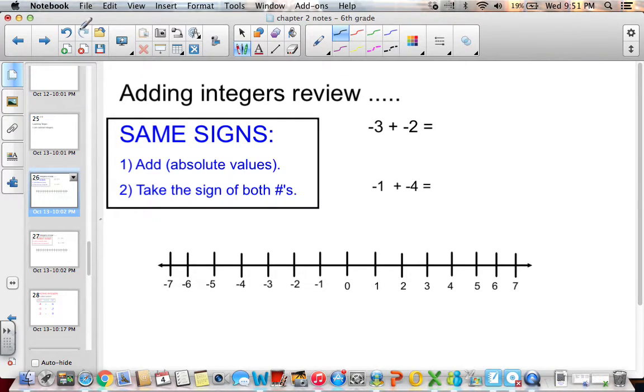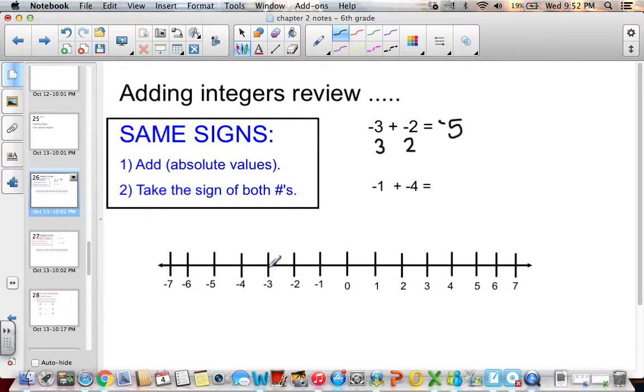It's really important to be able to know how to add integers, which I know that you've already done and are experts at. But we're just going to do a quick review. If we're adding integers that have the same signs, remember we add the absolute values and then take the sign of both of the numbers. So -3 plus -2: the absolute value of -3 is 3, the absolute value of -2 is 2. We add them together and get 5, and then we keep the sign, so it's -5.